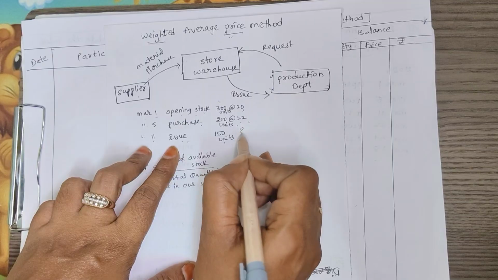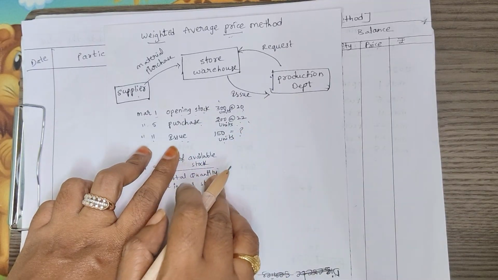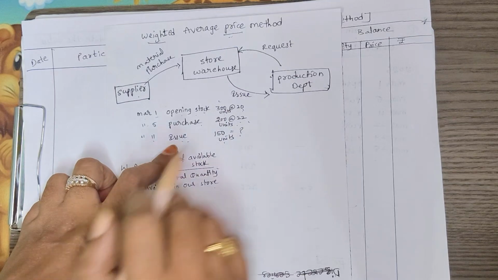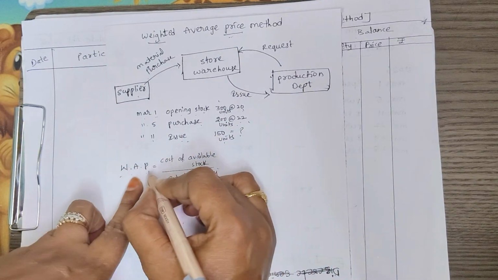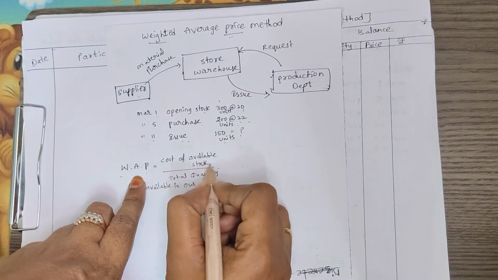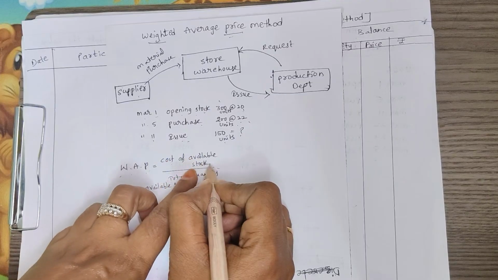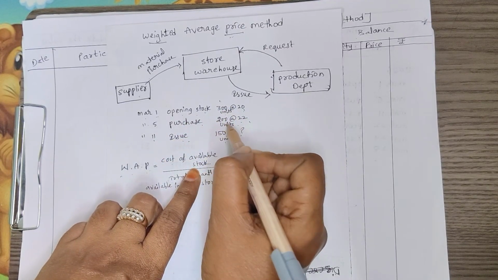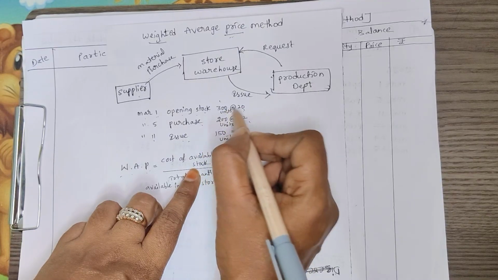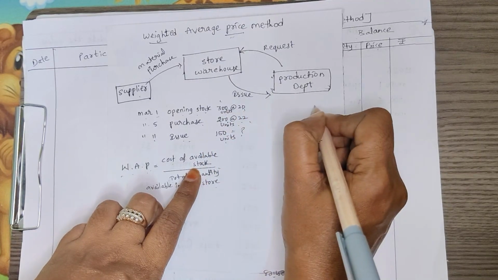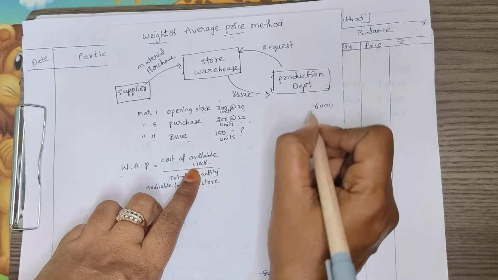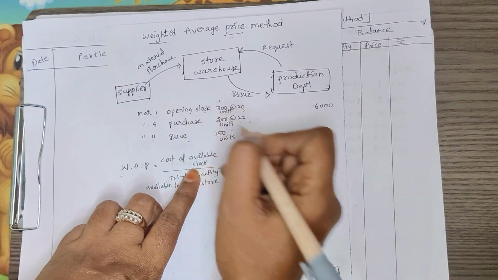At what price do you need to issue? At what price? Weighted average price. By using this formula, you will get this price. So how to calculate? Let's see. So what is our formula? Cost of available stock. So cost of available stock is nothing but how much available stock is in our store? 300 units and 200 units. Yes. So 300 into 20. How much? 6,000. Okay. That is the cost of opening stock.